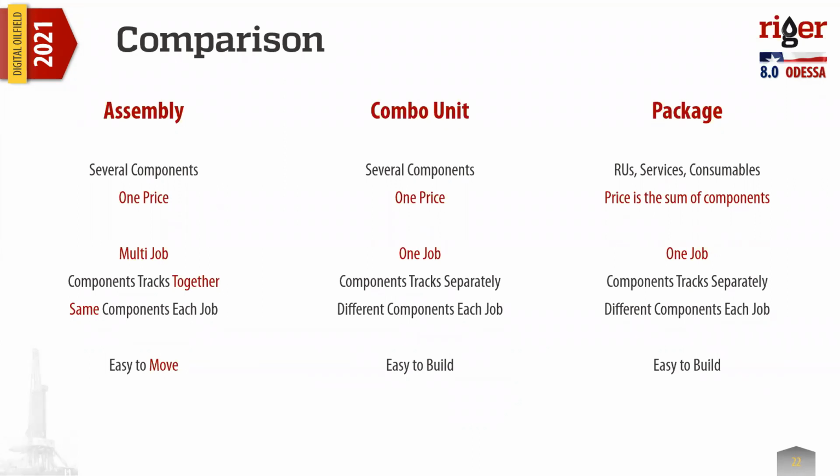Now the components are tracked together inside the assembly, and the same components, meaning the same unit numbers, are going to be used for each job. Every single time you use that particular assembly, all the unit numbers inside it are going to be the same. On the other hand, the components inside the combo unit are tracked separately, meaning they are inside the combo unit, but at any single point of time you will have the opportunity in the reports to see where each unit number was, what the state of it was, etc. And the combo units will need to have different components for every single job.